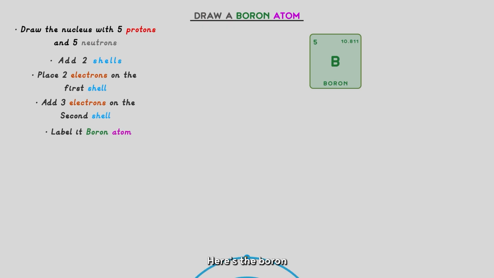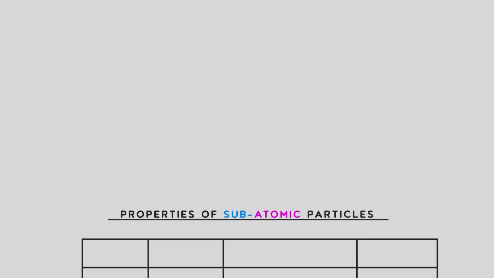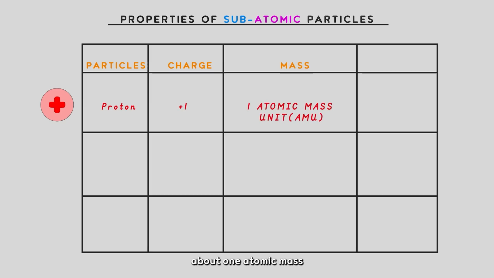Well done. Here's the boron atom structure. Let's talk about the properties of subatomic particles. We'll start with the proton. Now listen closely. Protons are super important because they help define what an element is. Charge: a proton carries a positive charge. We say +1. Mass: it has a mass of about 1 atomic mass unit, or AMU for short. Location: you'll find protons right at the heart of the atom in the nucleus.